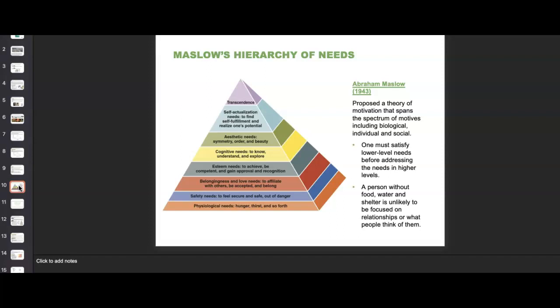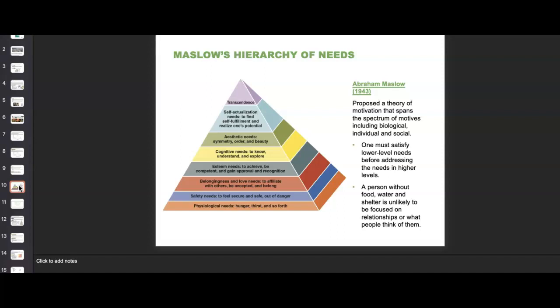The lowest level is the base of the pyramid. These are our physiological needs: hunger, thirst, and so on. Maslow theorized that we seek to satisfy such basic needs as hunger and need for warmth before we are motivated to satisfy any of our other needs. If our physiological needs are met, then our next level of concern is satisfying safety needs, such as having a safe place to live, out of danger, feeling secure and safe.